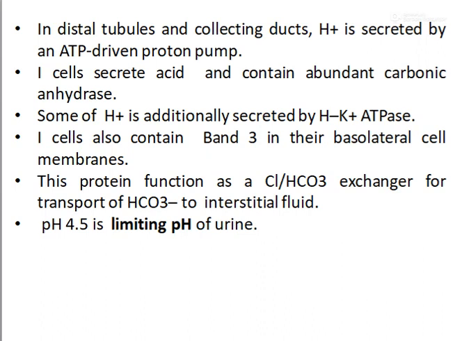What is the limiting pH of urine? That is, the pH is 4.5 of the urine. It means the maximum H+ gradient against which the transport mechanism can secrete in humans corresponds to a urine pH of 4.5. That is, the H+ concentration in the urine is 1000 times the concentration in the plasma. So it is called the limiting pH of the urine, and this pH is reached in the collecting duct.